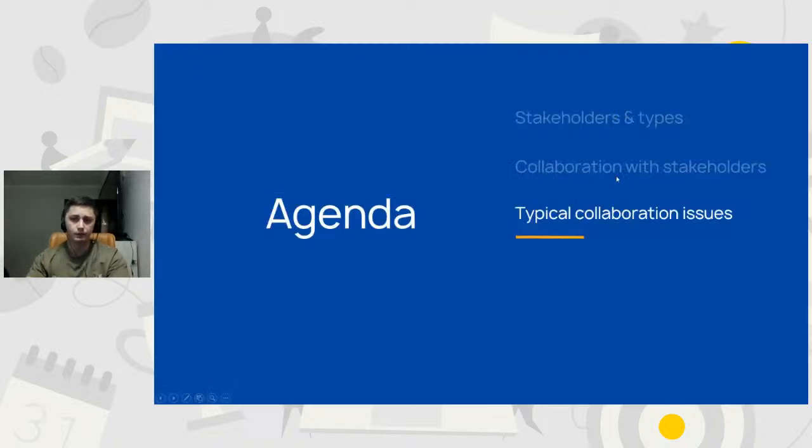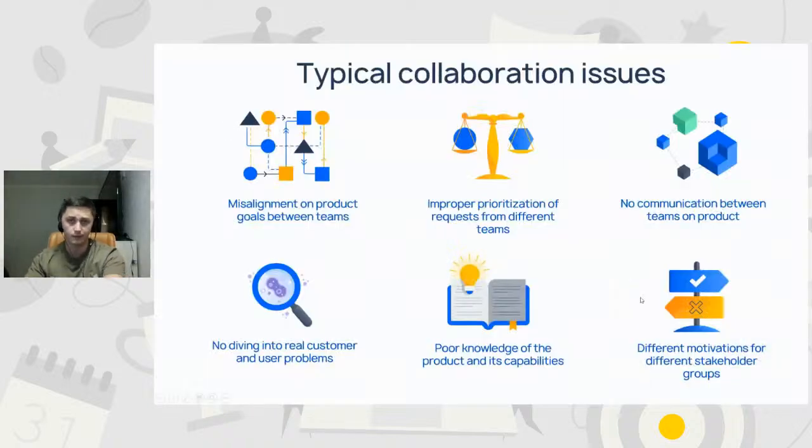Now let's go to the typical collaboration issues which you may see in a product company. Here I have six problems. In some companies, you may see a combination of them. In some, you may see just specific items, but let's see what we have here. The first issue in collaboration is a misalignment on product goals between teams. The next one is improper prioritization of requests from different teams. In some situations, there may be no communication or no effective communication between teams on product. When working with users and customers, you may see that the customer success team or sales team do not dive into real customer and user problems. Or you may see a problem with a poor knowledge of the product and its capabilities, or different groups may have different motivations. That is why you should keep it in mind.